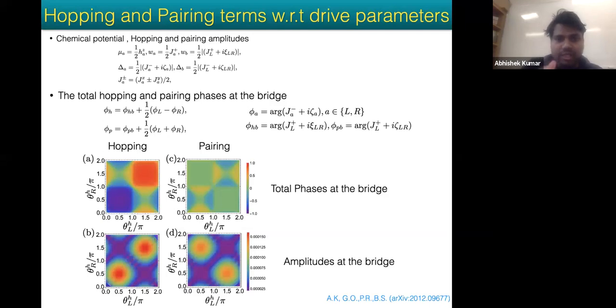So here there is a plot where we have changed the drive parameter, and we get a good range of hopping and pairing phases just by changing the drive parameter. So that's the main message, that these phases can be easily controlled by the drive parameters, which will be useful in detection of basically topology or degeneracy.